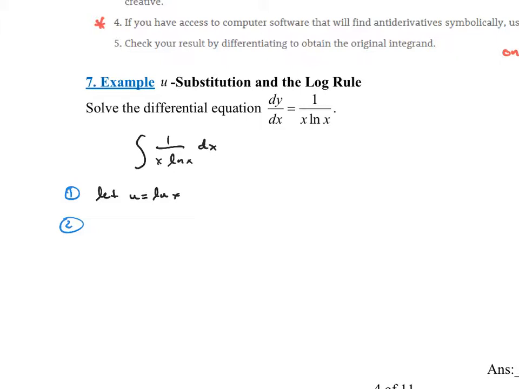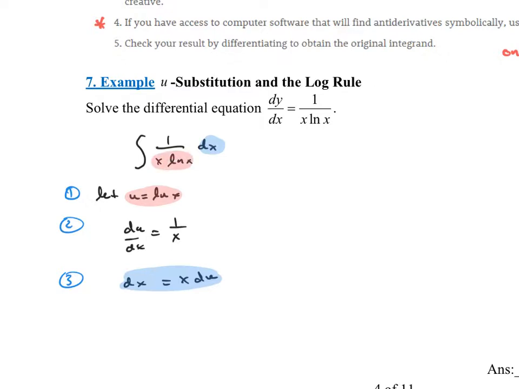Move on to step 2, differentiate both sides. You'd have du/dx would be equal to, well, the derivative of natural log of x is 1 over x. Again, we're going to solve for dx. Let's be careful here. In solving for dx, I have to multiply both sides by dx, and then I actually have to multiply both sides by x as well. So dx would actually be x du when I do my cross multiplication. Okay? So what do I do here? Always substitute in for dx, and always substitute in for u.